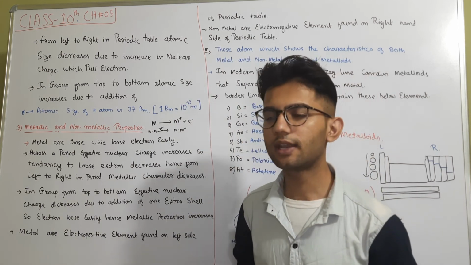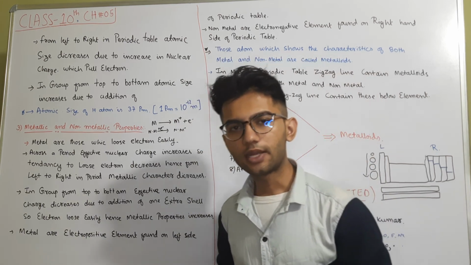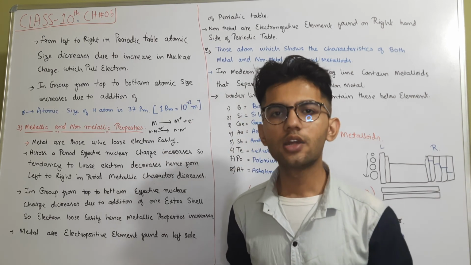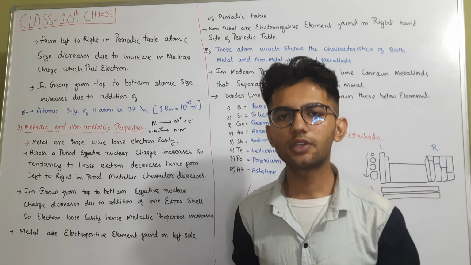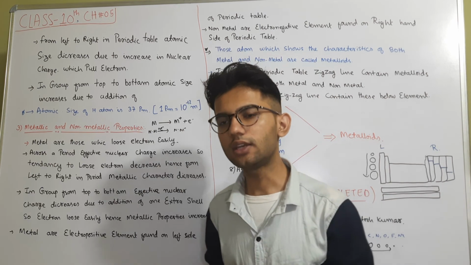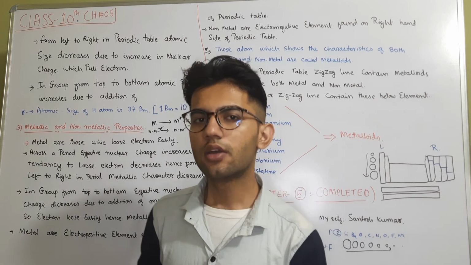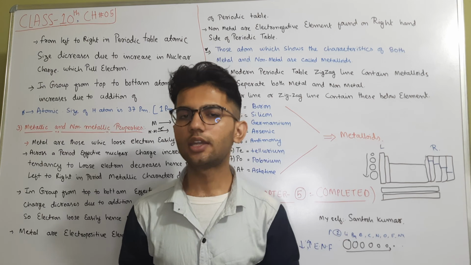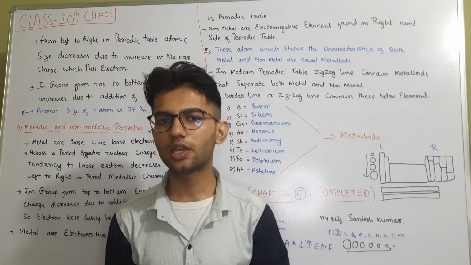So what are metals? Here we define metals. Metals are those elements or atoms which can lose their electrons easily. As you know, in the 9th class we learned that when an atom loses its electron, it changes into a cation. If it gains an electron, it changes into an anion.